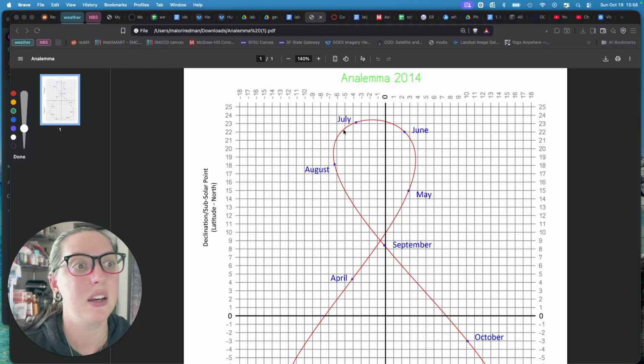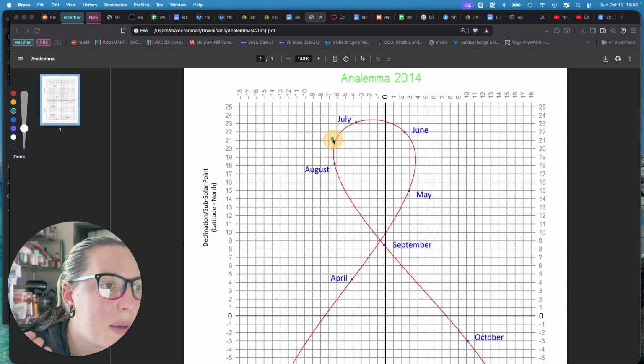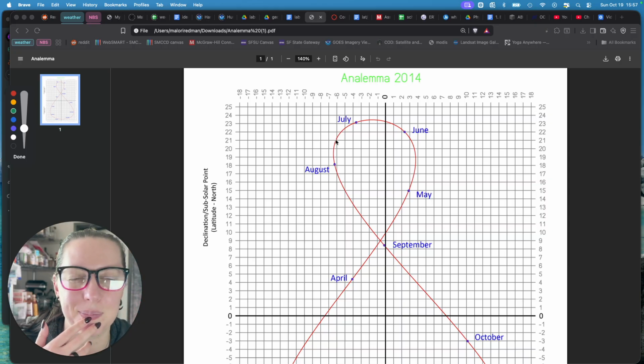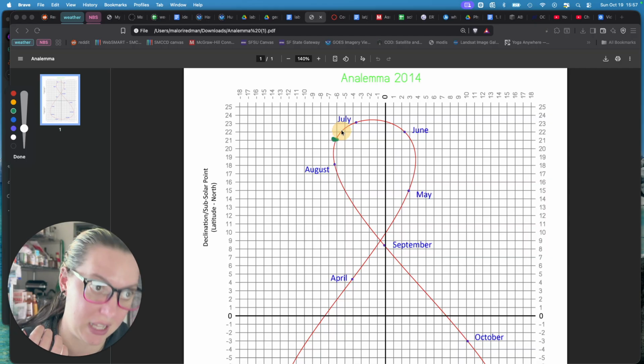So what we would want to do here is estimate where July 7th would be. I know that July 7th is between July 1st and August 1st. Halfway between would maybe be right around there-ish, right? So that would be July 15th or 16th. So July 7th would be closer to July 1st than July 15th.